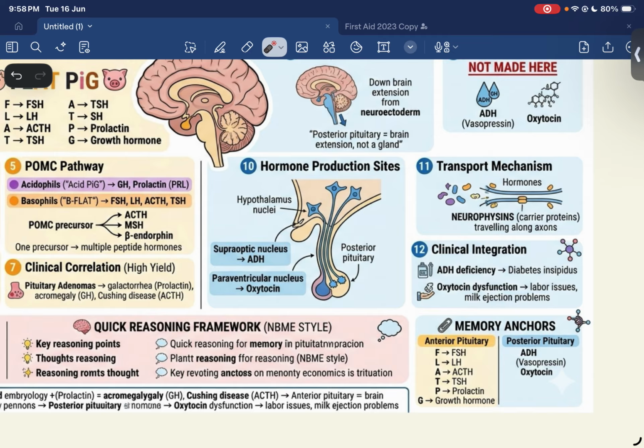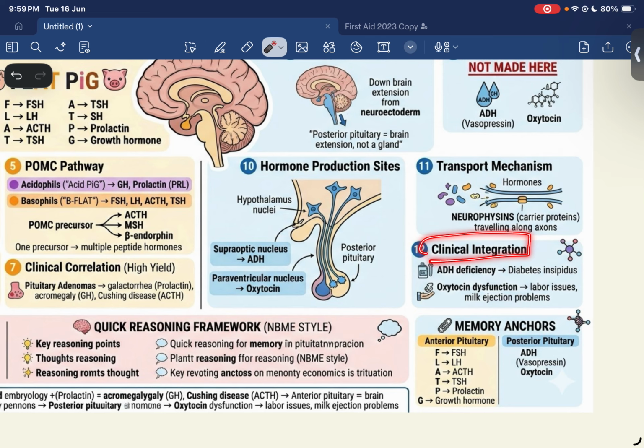So how are they released? These hormones are going to be bound with proteins called neurophysins. These are called the carrier proteins. With the help of axons, they basically move from the hypothalamus to the posterior pituitary gland, and these hormones are carried with the help of the proteins called neurophysins.